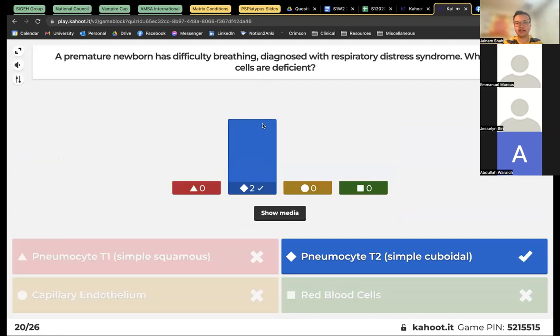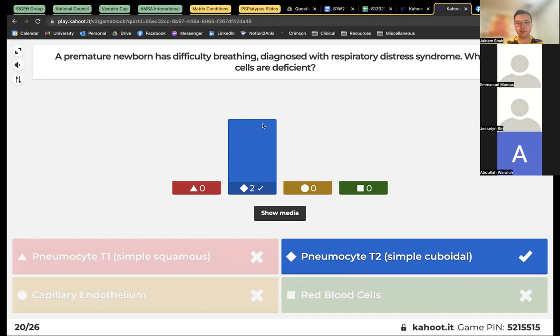Yeah, well done. Nothing to go over here. So remember, surfactant is the one that keeps your surface tension. Surfactant is released or secreted by T2 pneumocytes, or type 2 pneumocytes. The type 1 pneumocytes are basically just there as an additional layer for diffusion to occur through.